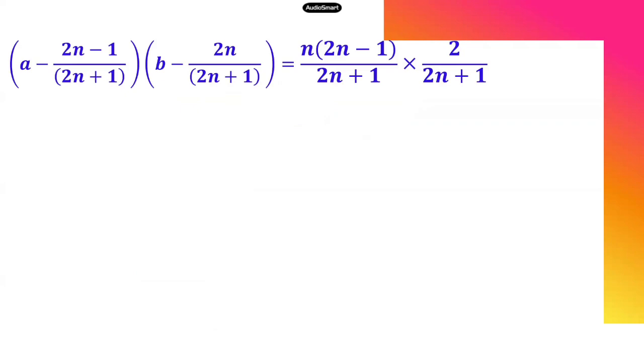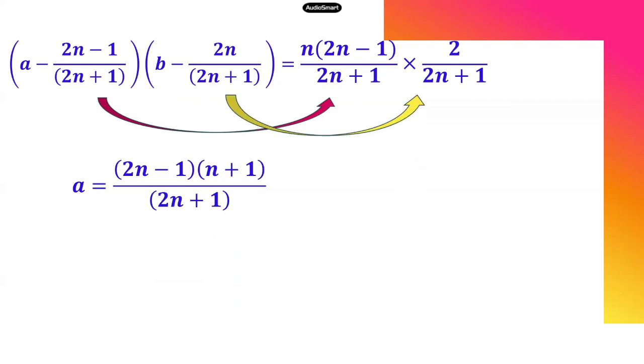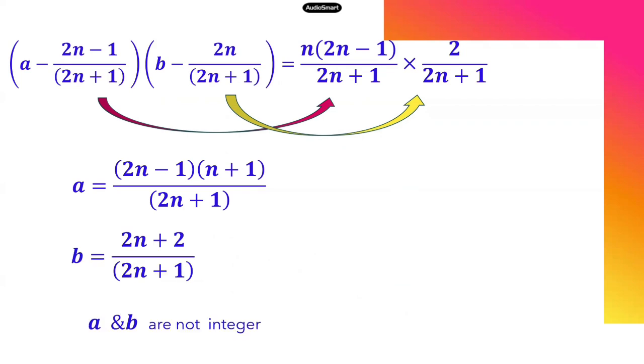Now come to the reverse of this set. So if you reverse the position here, and compare first with first, second with second, then you will get a equal to (n minus 1)(n plus 1) over (2n plus 1), b equal to (n plus 2) over (2n plus 1). In either case, they are not integer. So therefore, this is not accepted.